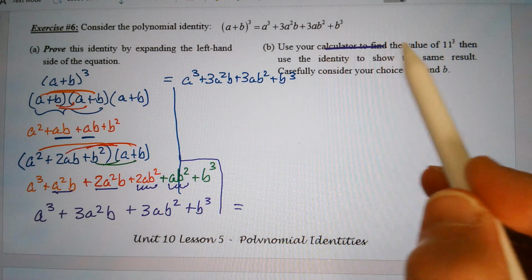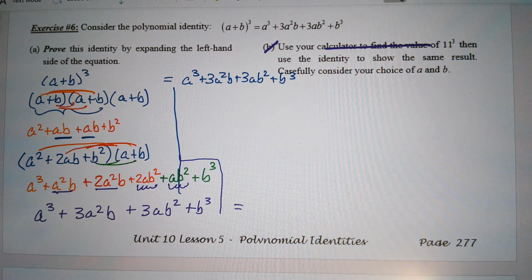And we are not using our calculator. So we are done.